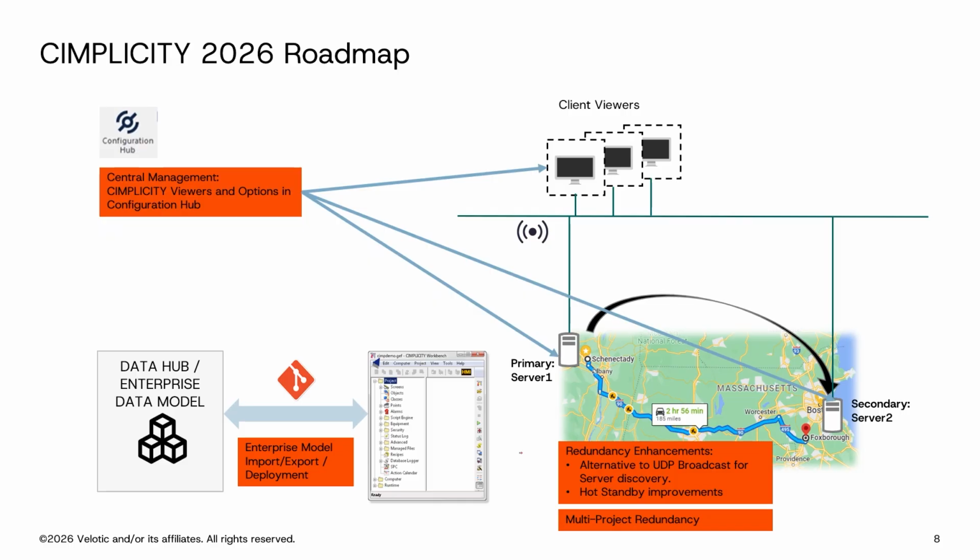Simplicity in the 2026 release will expose its viewers in Configuration Hub. Currently, you can only see servers. As well, we will add the ability to configure the Simplicity option settings in both viewers and servers. This will be a key starter step for us to move the configuration of Simplicity into a web-based interface, modernizing its interfaces and giving you a modern-day experience in configuring your Simplicity projects from anywhere.